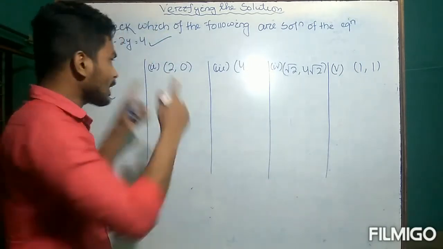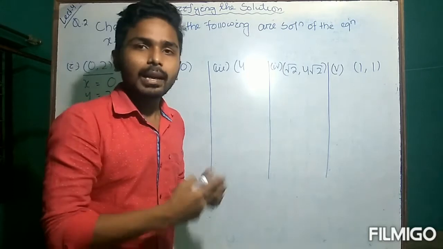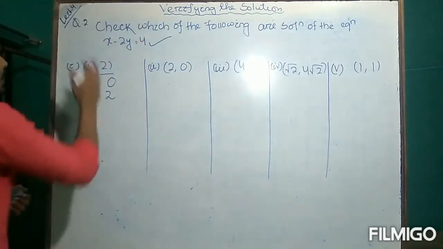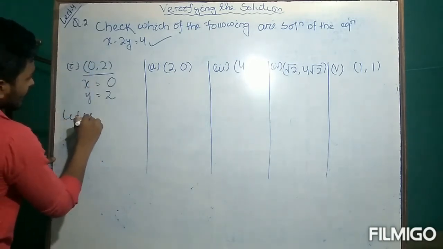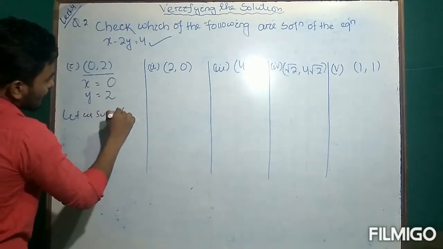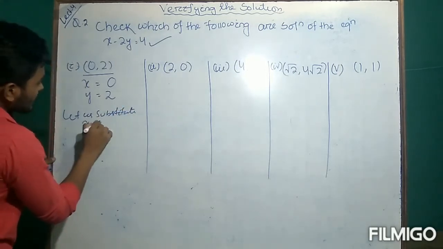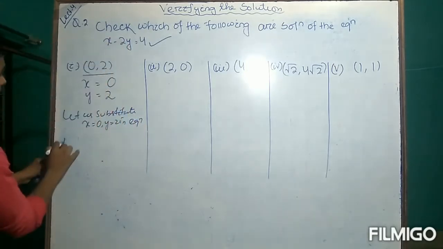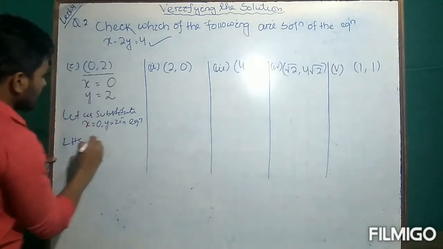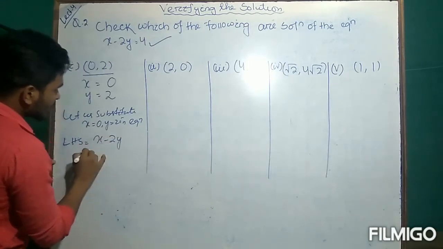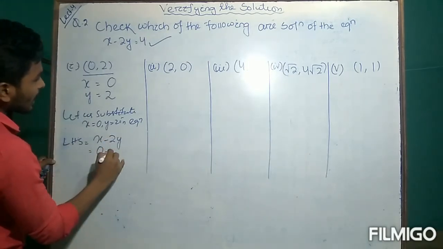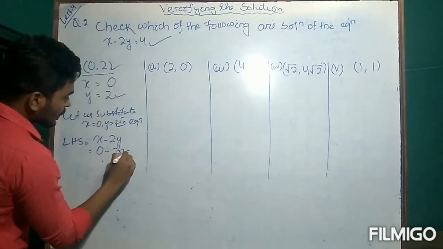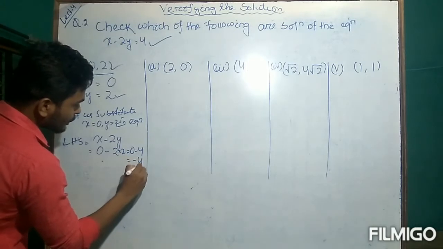If they are equal, then yes, this is the exact solution, and if they are not equal, then they are not the exact solution. Right? So let us substitute x to be 0 and y to be 2 in the equation. Here LHS will be x minus 2y. Substitute x to be 0 and y to be 2. Understood? So it will be 0 minus 4, which is equal to minus 4.